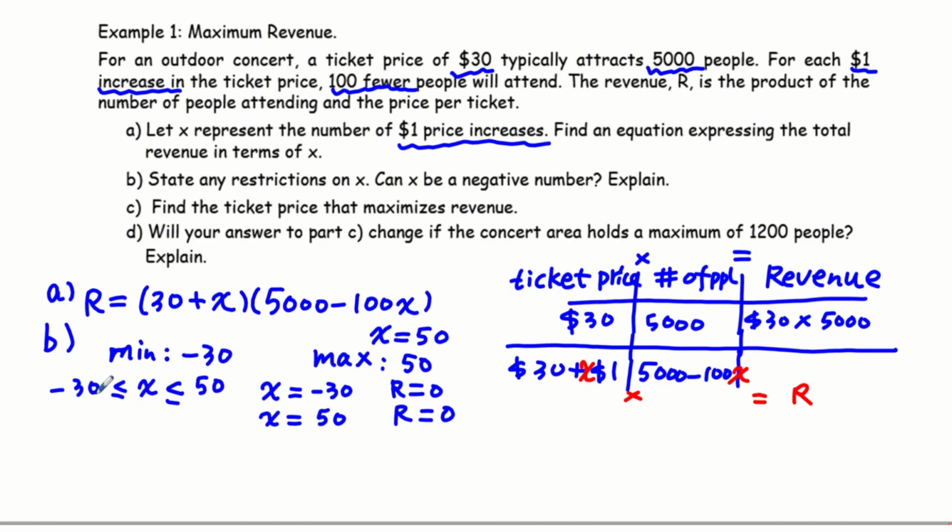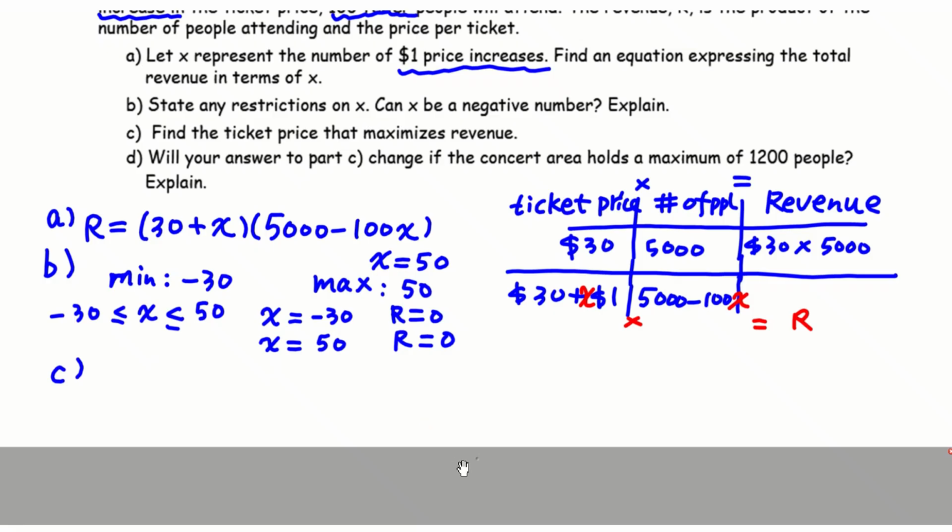From the restrictions, this is a domain. From the domain, you are able to find the endpoints. Then from the endpoints, we can find the revenue value. Then after we have found the maximum or minimum value, we are going to compare them with this end value. Okay, so question C asks you to find the ticket price that gives maximum revenue.